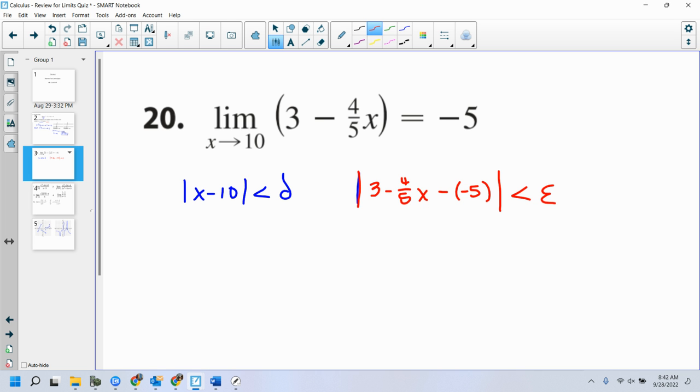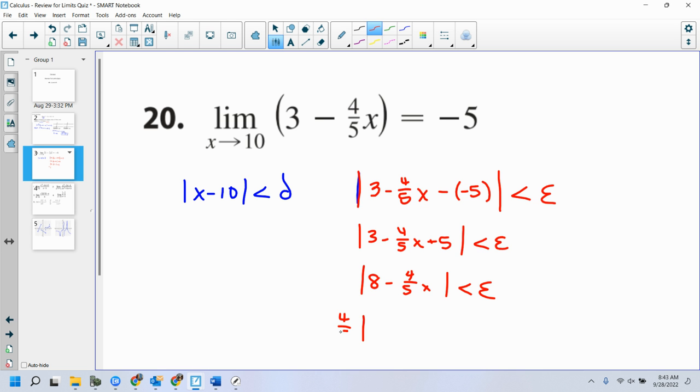Okay, so let's reduce that down a little bit. That would be 3 minus 4/5 x plus 5 is less than epsilon. So 8 minus 4/5 x is less than epsilon. And then, how are we going to get a 10? What does the coefficient on x have to be? 1, right? The coefficient on x has to be 1, because I'm looking for this. So maybe we should factor out a 4/5.